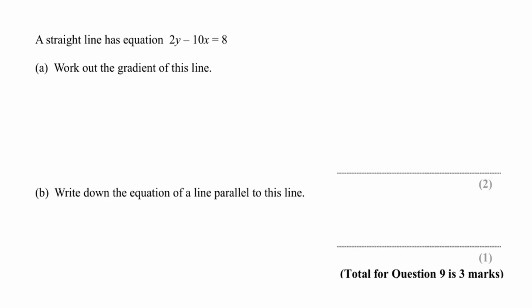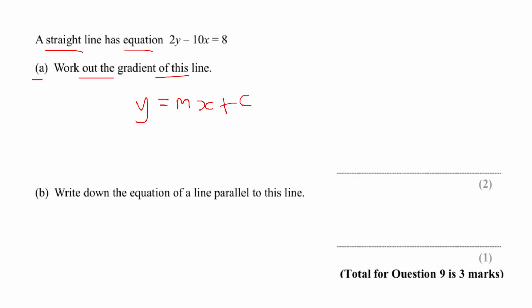In this question, guys, we are told that a straight line has equation 2y minus 10x equals 8. Part A has us work out the gradient of this line. So it has to be in the form y equals mx plus c, where m is the gradient of our line, so the coefficient of x, the number in front of the x, or next to the x, you could say.